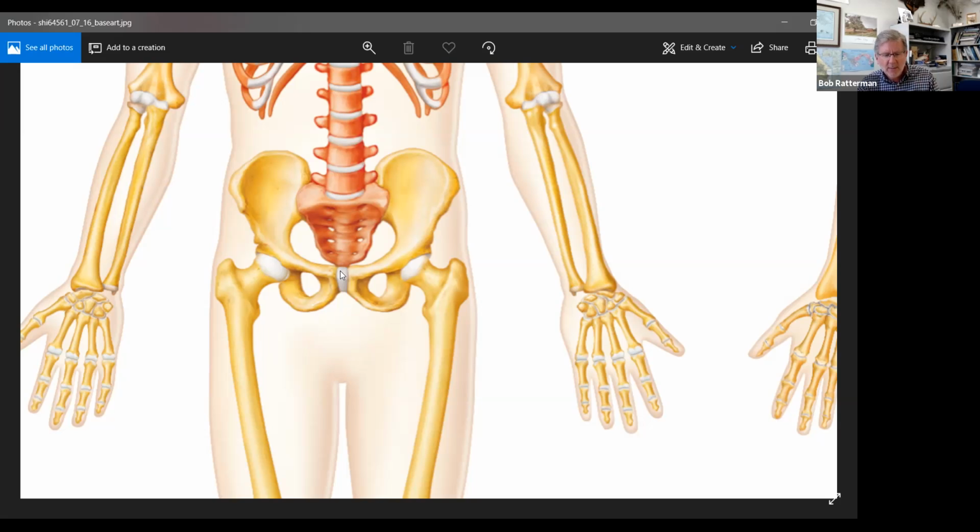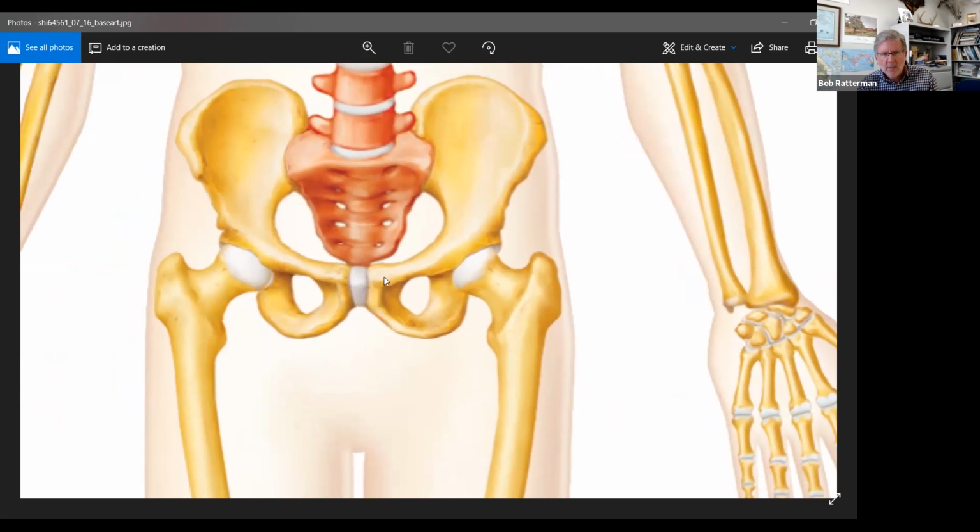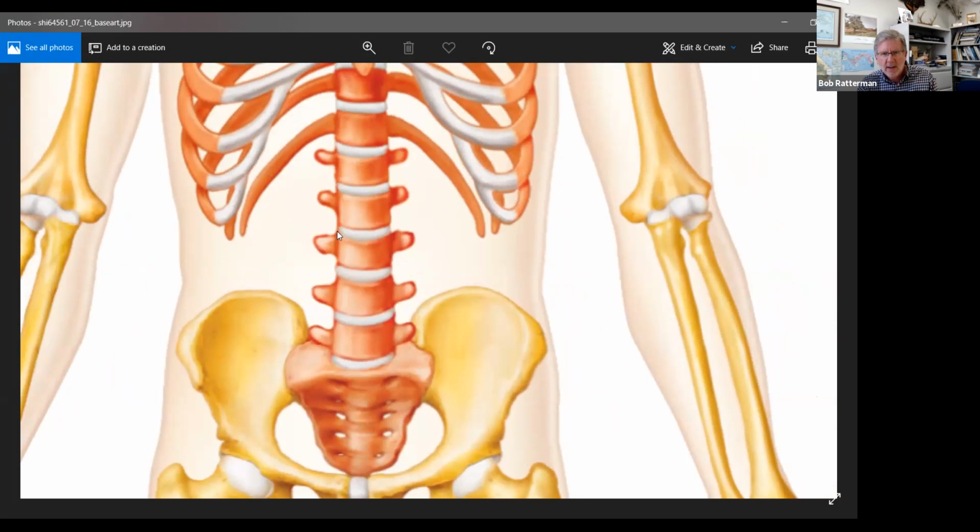Now, what's this right here? Anybody know what this is? This in white. It's a connective tissue. It's between the 2 pubic bones. This is fibrocartilage called the symphysis pubis. There's also a fibrocartilage up here between the vertebrae. Remember us talking about that? The intervertebral discs made of fibrocartilage.